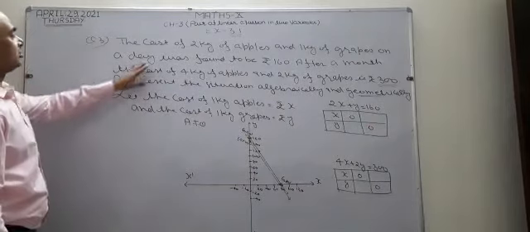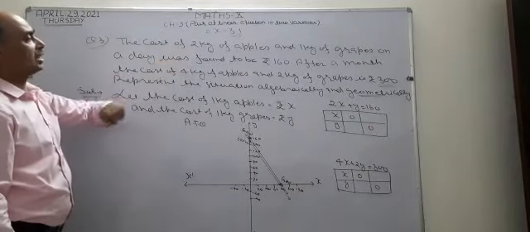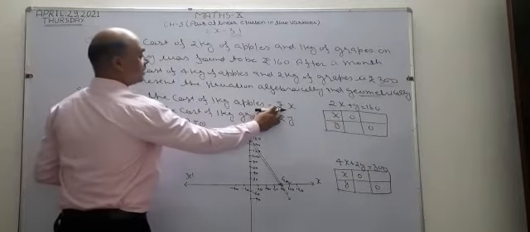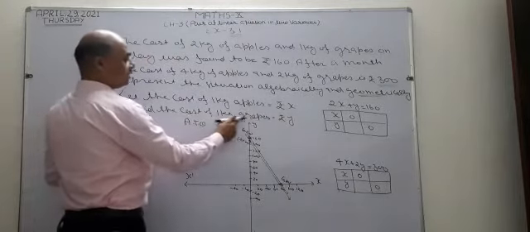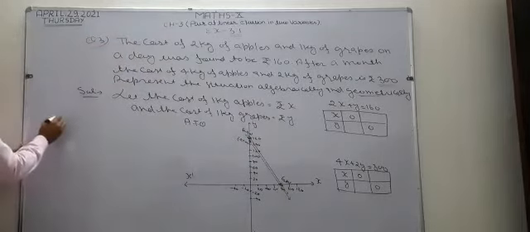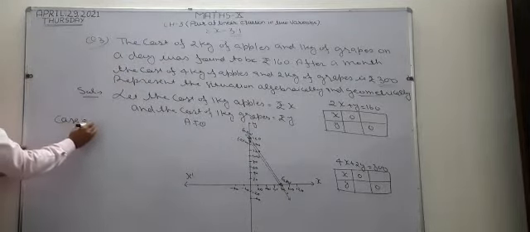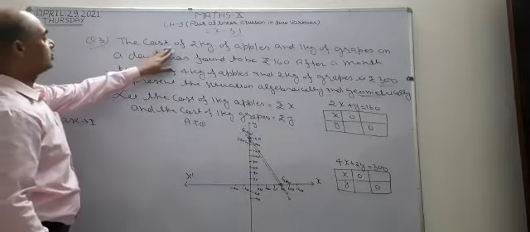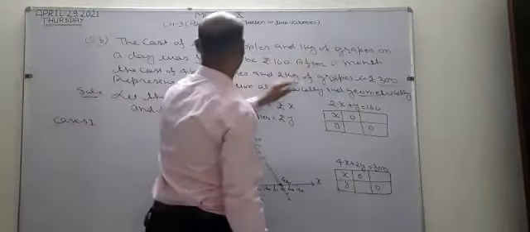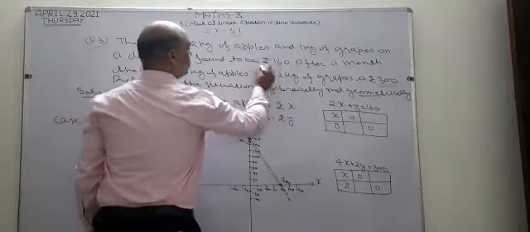Now since the cost of apples and grapes is not given, let the cost of 1 kg apples be rupees x and the cost of 1 kg grapes be rupees y. Now according to the question, I am going to discuss the first case. Case number 1. In this case, the cost of 2 kg apples and 1 kg grapes is rupees 160.